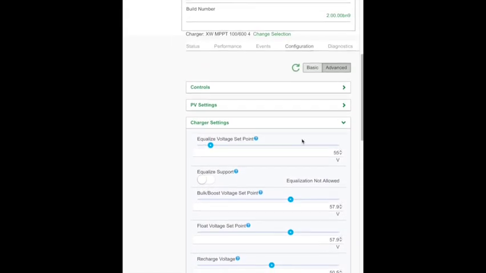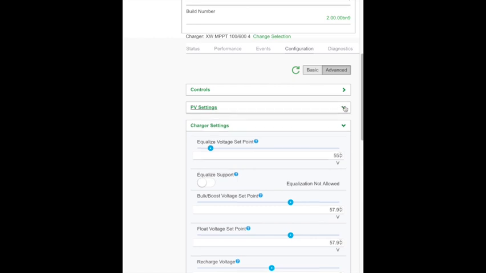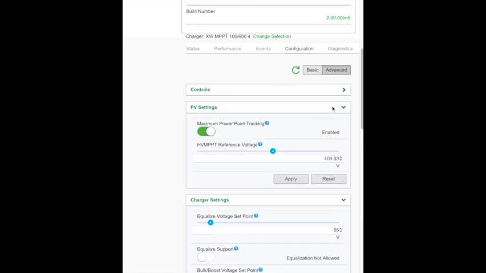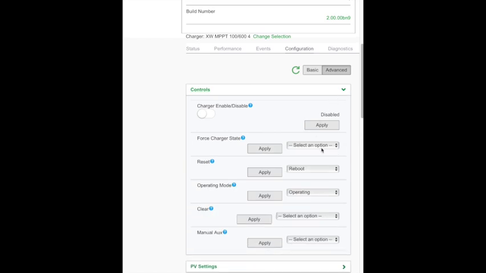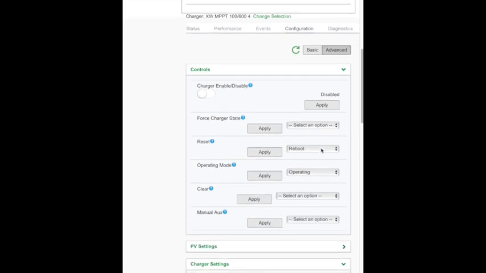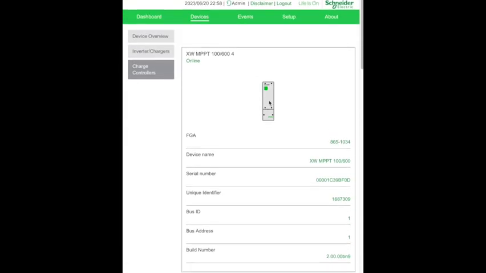So charge controller settings, pretty simple, pretty straightforward. PV settings, okay, the reference voltage changes on its own, and all the settings are, you know, no forced charge state. I don't need to use it. It's all programmed to run the way it's supposed to.